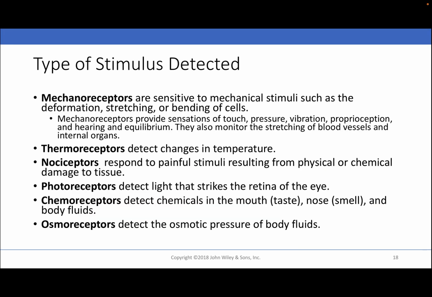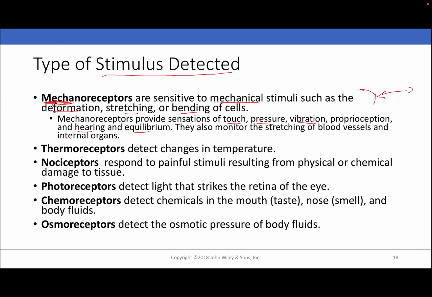And then finally, last but not least, the final way that we can classify these different types of receptors is based on the type of stimulus that they detect. Mechanoreceptors are going to be sensitive to mechanical stimulation. This is going to be things like the deformation, bending, or stretching of cells. This provides sensations for touch, pressure, vibration, as well as proprioception, hearing, and equilibrium, interestingly enough. So anytime we have something physically bending or physically stretching, this is likely going to be detected by mechanoreceptors.